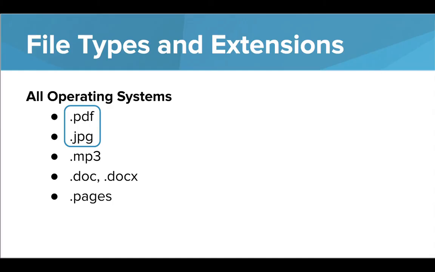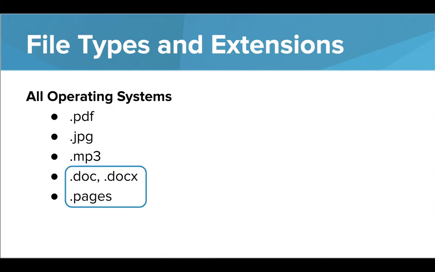There are extensions that work on all computers, as long as you have an app to open it. For example, you would need Adobe Reader or some sort of PDF reader application to view a PDF file, and an image viewer application for a JPG file. There are file extensions that can be used on all operating systems, but are more commonly used on one specific system. Doc and DocX files can be opened with Microsoft Word.